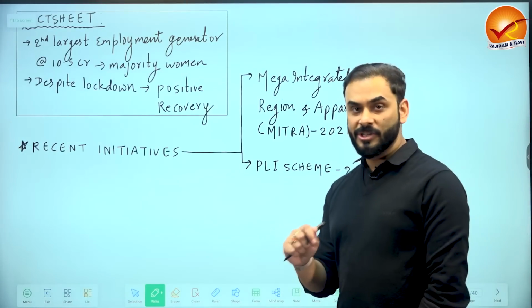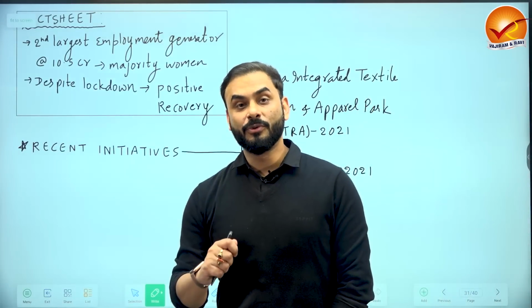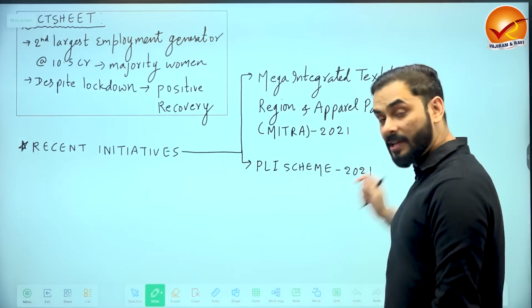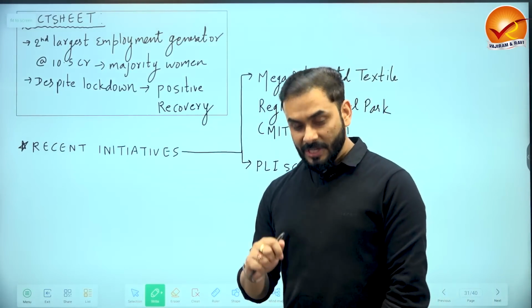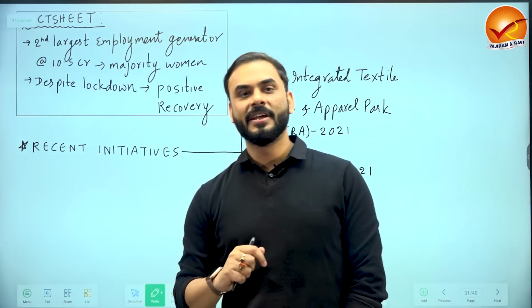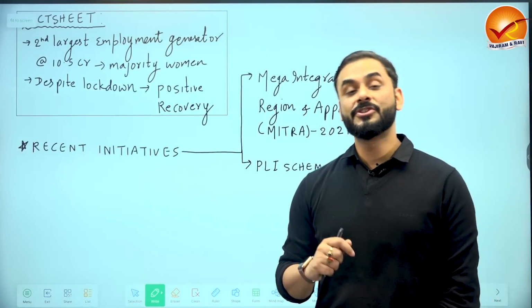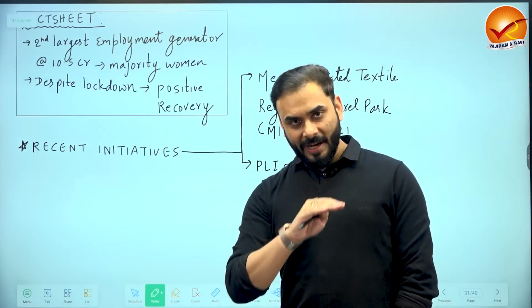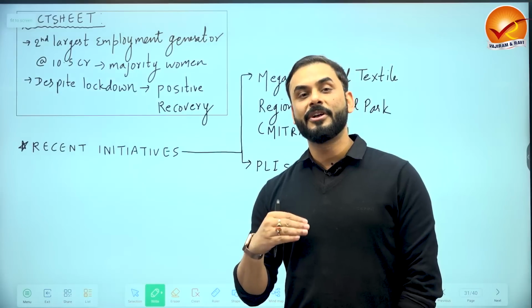These are the two most important schemes related to the textile industry. Now what is this scheme? Mega Integrated Textile Region and Apparel Park. This is very interesting because what it says is that the Government of India is trying to provide an integrated kind of facility for the development of the textile sector.